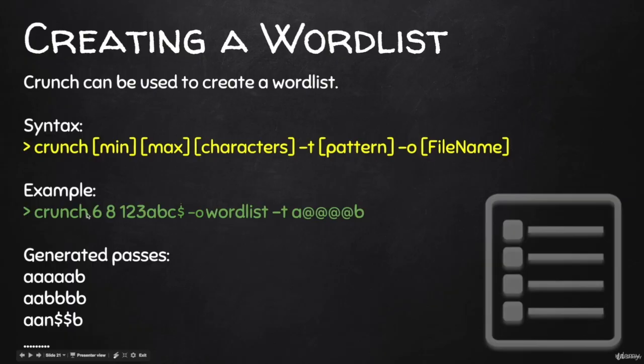So we have a small little example here that will generate a list of passwords that start from 6 characters to 8 characters, and contain these characters right here. So it's going to create combinations of 1, 2, 3, ABC, and the $ sign. And it's going to store it in a file called wordlist. And these passwords are going to start with an A and end with a B. And it will generate passwords based on all possible combinations between the A and the B. So all of the generated passwords will always start with A and end with B.